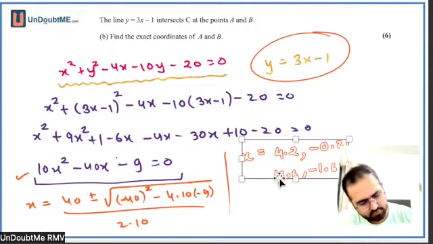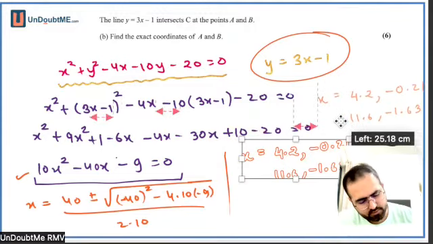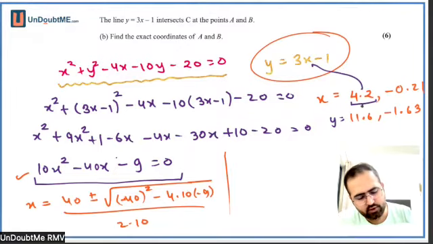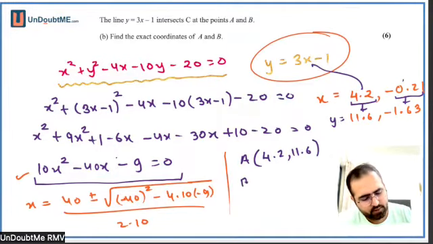Wait, sir, how? Isn't it 4.2 and negative 0.2? No, no, I'm talking about the y values. These are the y values. When you put x equal to 4.2 over here and solve, just check it out. Okay, sir, I got it. Yeah, understood. So the exact coordinate of A will be 4.2 comma 11.6, and B will be negative 0.21 comma negative 1.63.